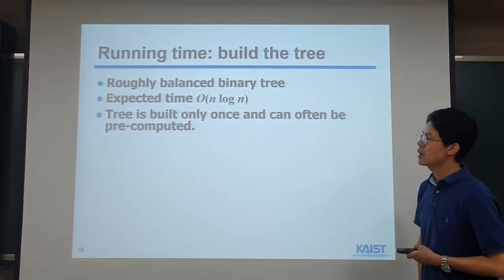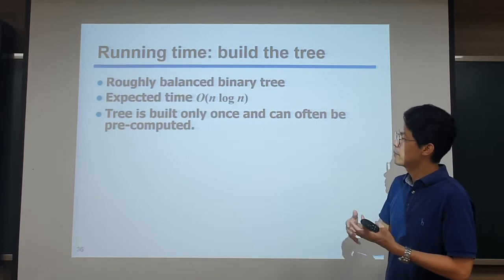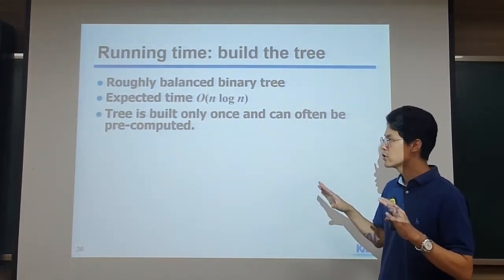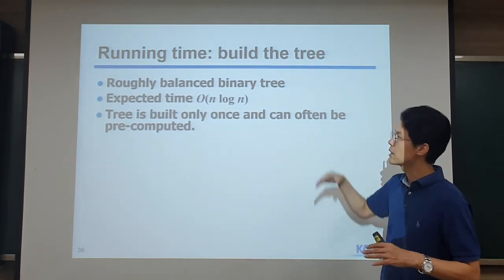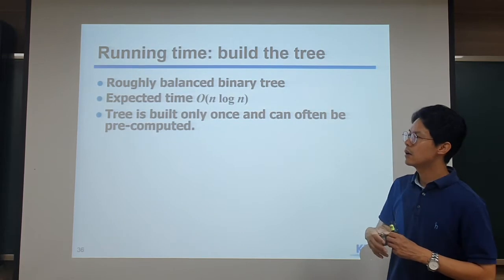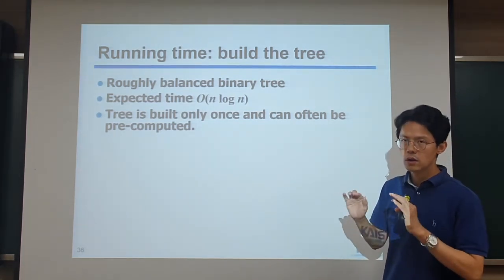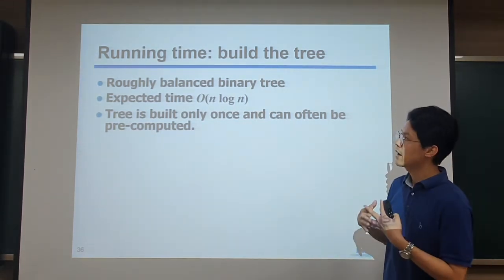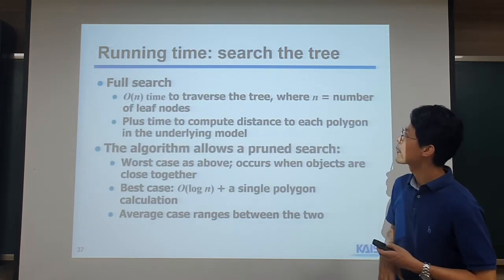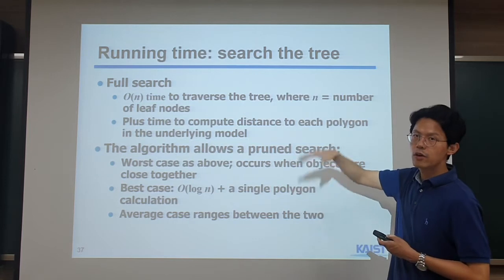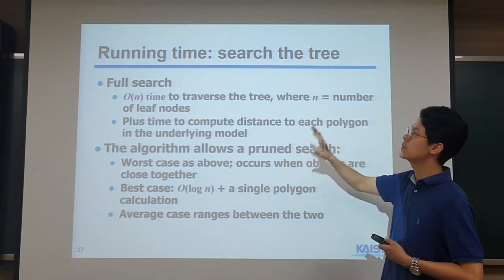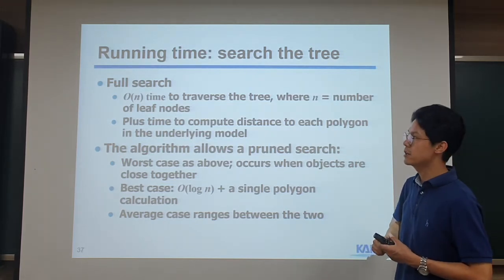Also, the tree can be built once, and if we assume a steady environment, then we can keep using this bounding volume hierarchy. Even though the environment is moving, there are techniques that we can very efficiently update the bounding volume hierarchy. But how about traversing the tree, the runtime cost of performing collision detection, or this minimum distance computation?